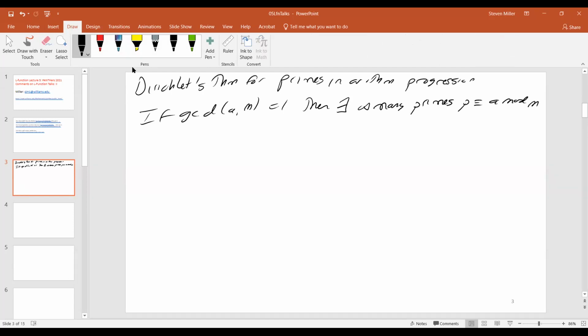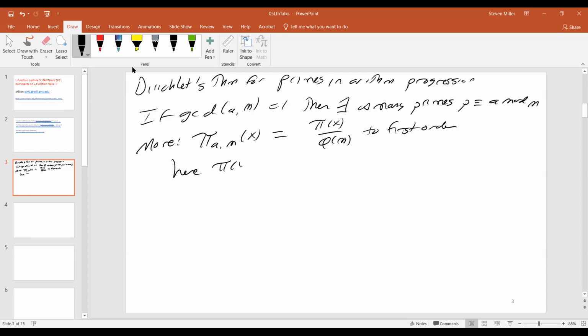And in fact, more is true. If we call pi_{a,m}(x) the number of such primes up to x, then this is, to first order, pi of x over phi of m. And here, pi of x is the number of primes less than or equal to x, and phi of m is the number of integers relatively prime to m. So it says to first order, the primes fall evenly in all the different congruence classes.